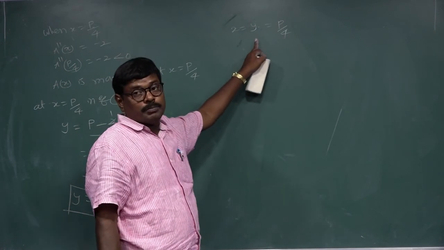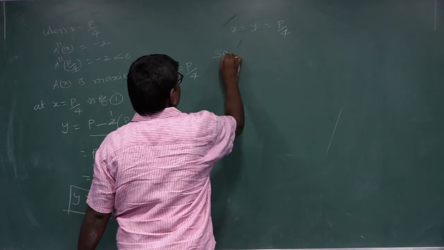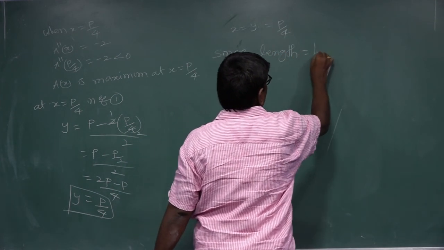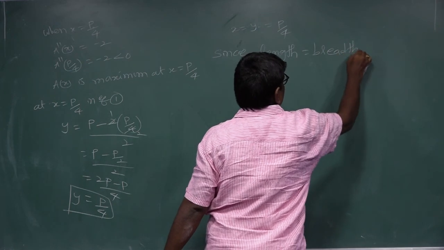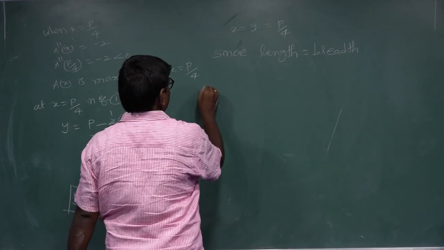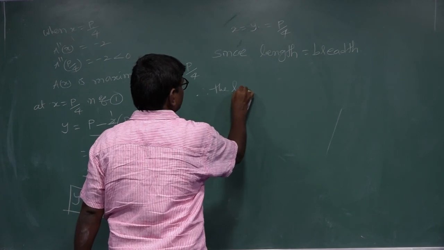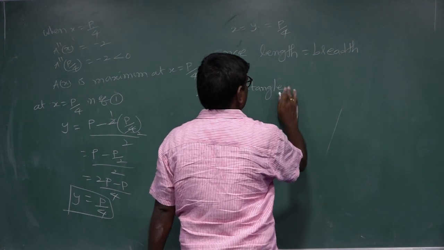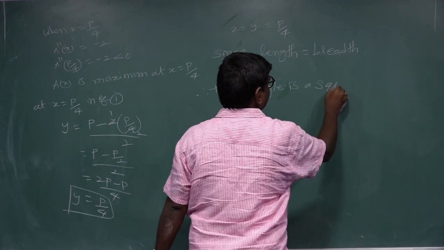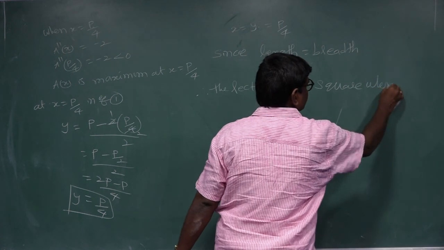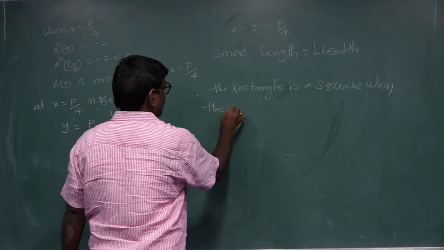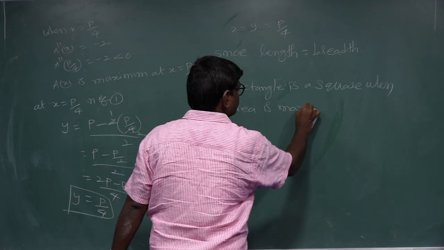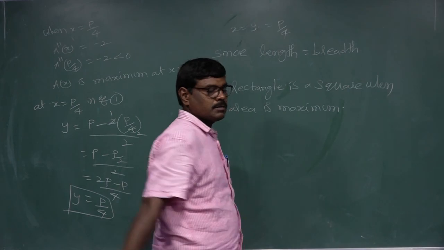The length equal to breadth. Since the length equal to breadth, therefore the rectangle is a square when the area is maximum.